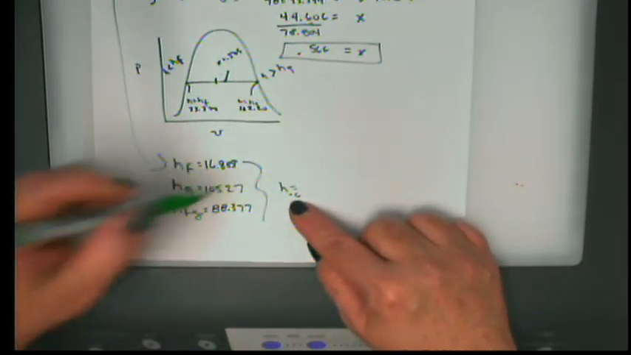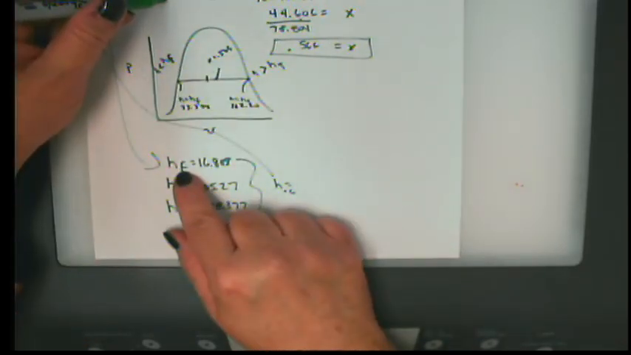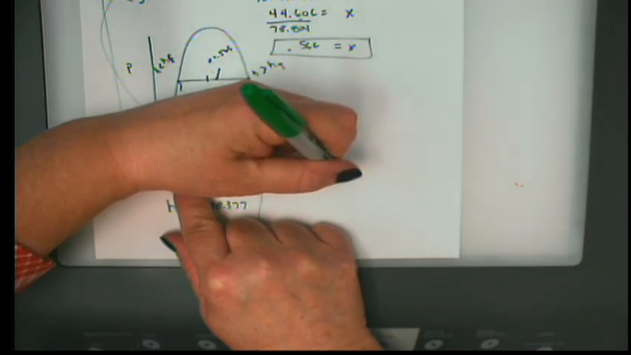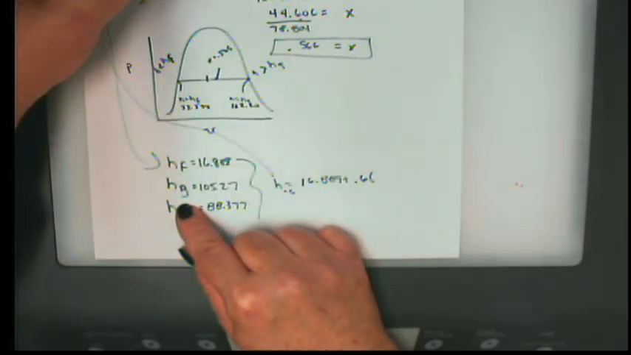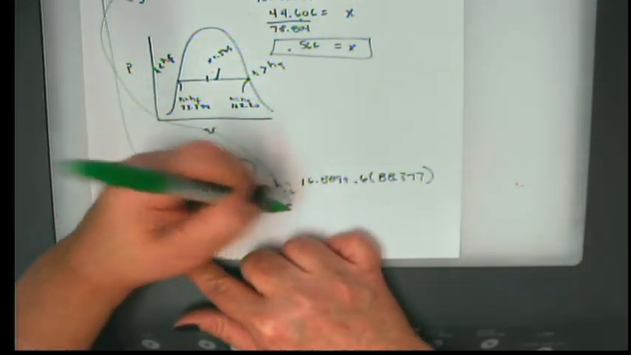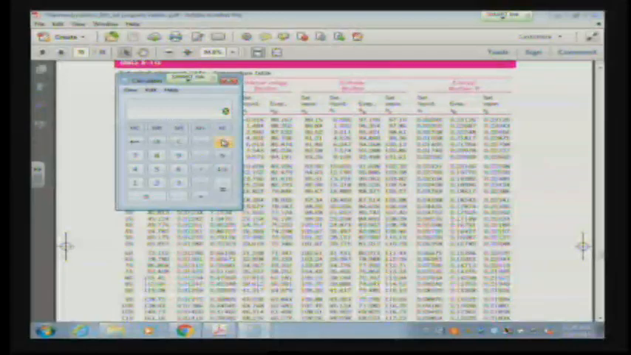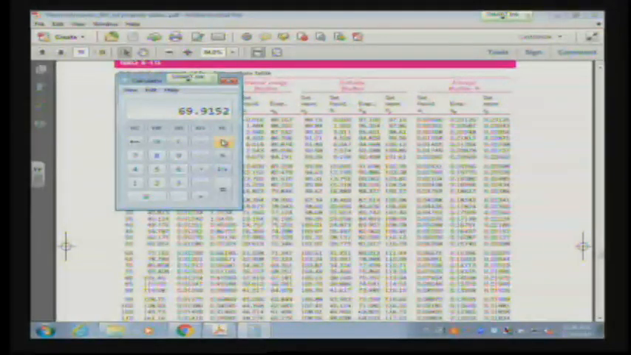Right. Well, I can use this formula to find my H of 0.6. So it equals H sub F, which is 16.889, plus my X value, which is 0.6, multiplied by my H sub FG, which is 88.377. And if I perform that calculation, I start with 0.6 times my H sub FG, 88.377, and add to that my H sub F value of 16.889, and I get a total of 69.9152 in units of BTU per pound mass.